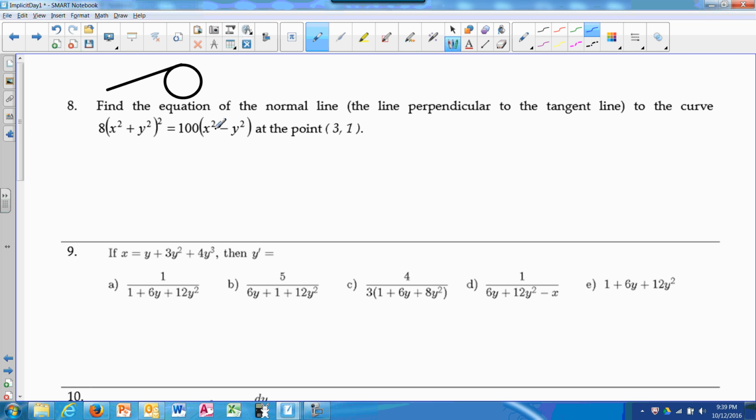Now, we're going to find an equation of the normal line, not the tangent line, the normal line, perpendicular to a tangent line at the point 3, 1. So remember, a tangent line just touches. The normal line is going to be perpendicular to that.